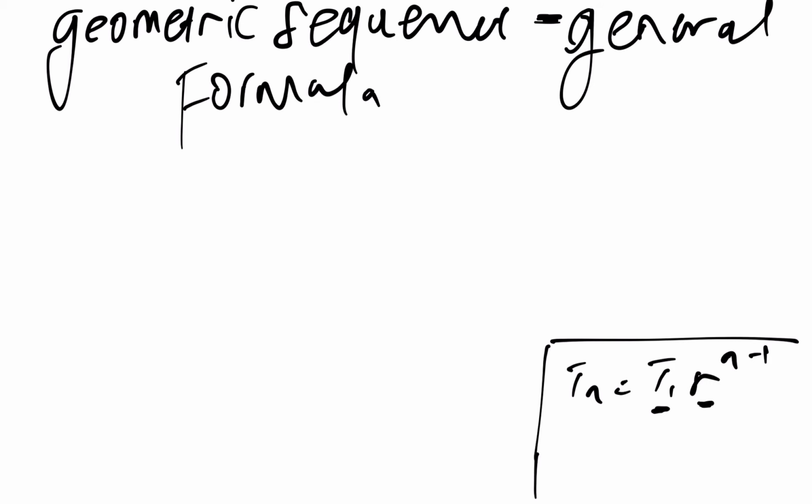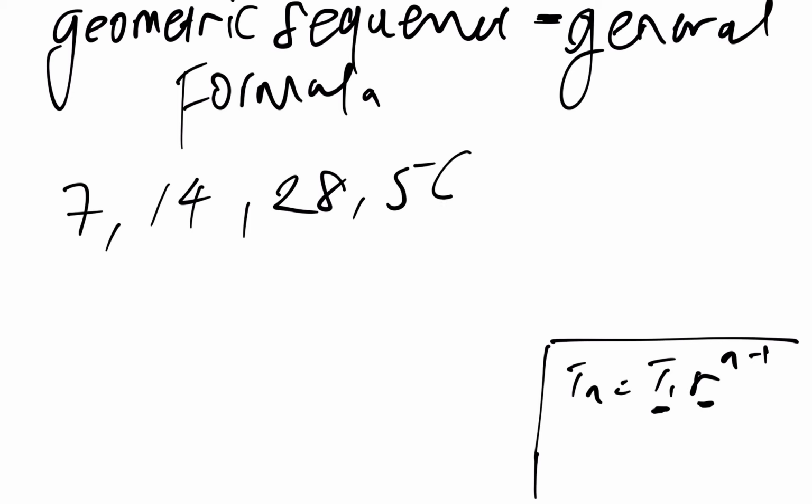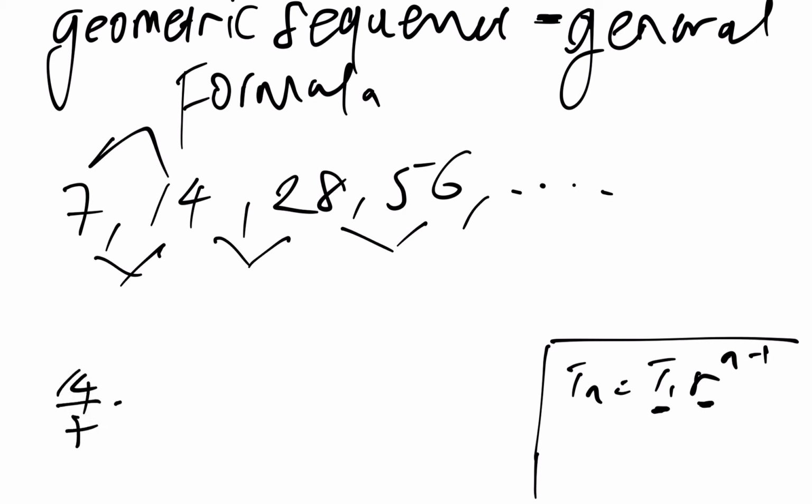Alright, so I'll just make one or two examples here. If I'm given a sequence like 7, 14, 28, 56, we say this is a geometric sequence. Why are we saying that? Because the ratio between the consecutive terms is common. Between 7 and 14, 14 divided by 7 gives 2, so here it is times 2.